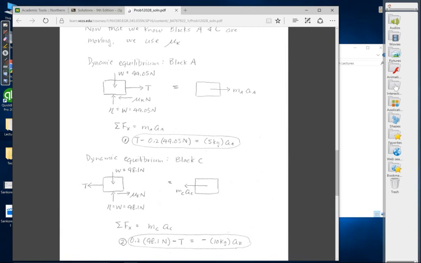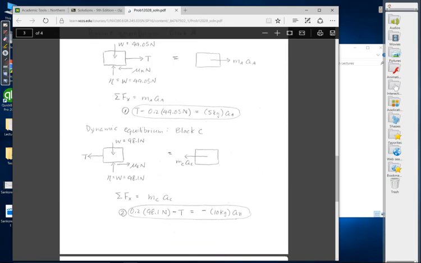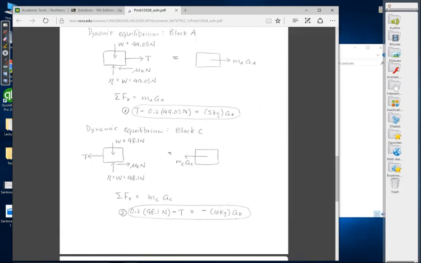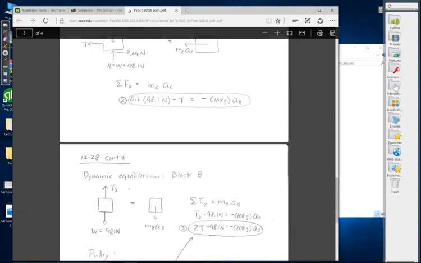Okay, then we're going to go to block C. It's very similar to block A, it's just that block C has a different mass or a different weight than block A. So I get a very similar equation. Obviously, the signs are different because C moves in the opposite direction from A. But I get a very similar equation. Two unknowns here, tension and acceleration of C. Then I move on to block B.